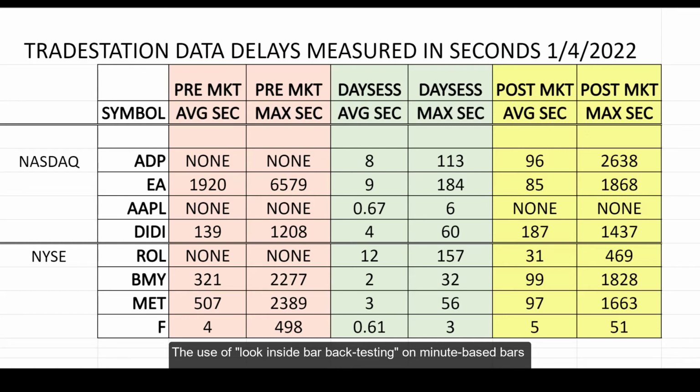The use of look-inside bar back testing on minute-based bars may not be able to account for the data delays. In other words, it won't reassemble the data in the way it was received in real time, and the errors in trading will remain. These issues are substantially mitigated if the trader uses tick bars or range bars instead of minute-based bars, because tick bars are independent of time.